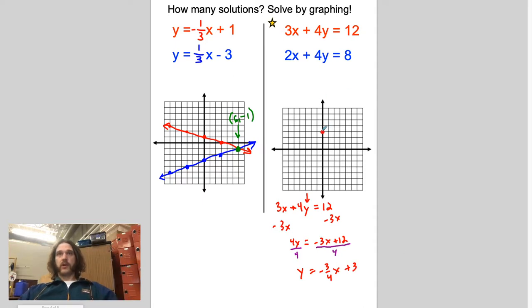Y-intercept of 3, slope of negative 3/4, down 3, over 4. I had to go off my graph a little bit, and that's okay. And then up 3, back 4, double check. My slope was negative, so it should be going downhill. Yep. All right, and now we can graph this line.